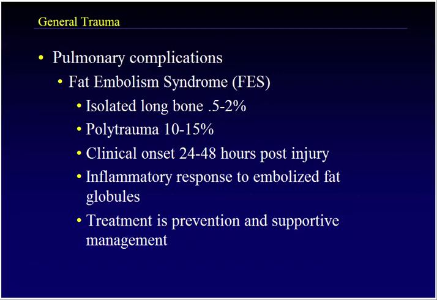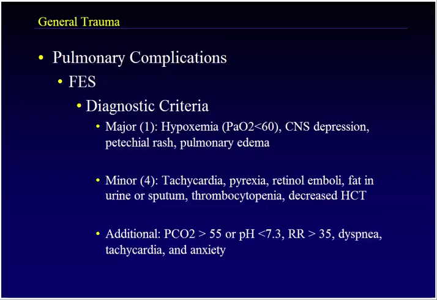The treatment is both prevention. Well, how can we prevent it? Well, we know that we can prevent it by early stabilization of long bone fractures, as we talked about yesterday, and then also supportive management once the diagnosis is made. The diagnostic criteria for fat embolism syndrome, the three hallmarks of it, if you will, are hypoxemia, central nervous system depression. Typically in your questions you'll see that the patient is confused or irritated, and then petechial rash. Those are the three things that seem to be mentioned.